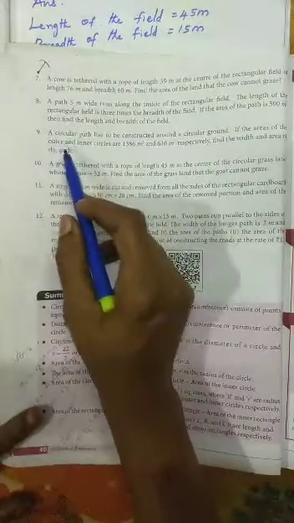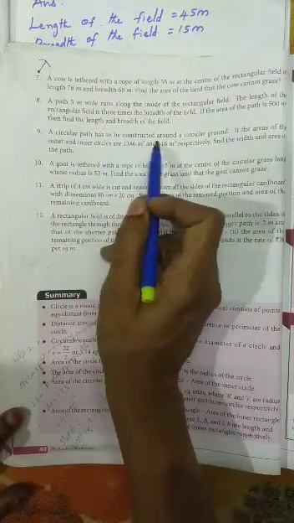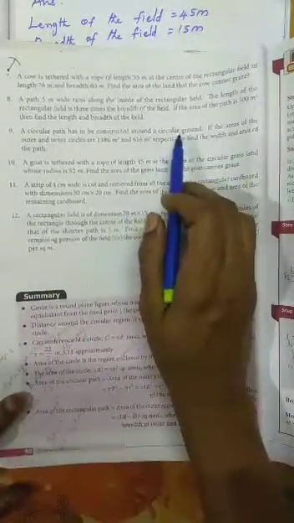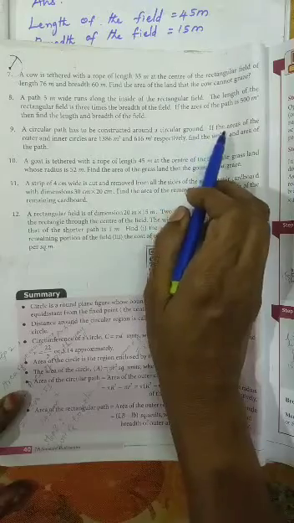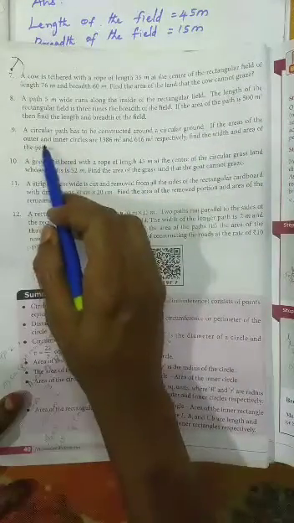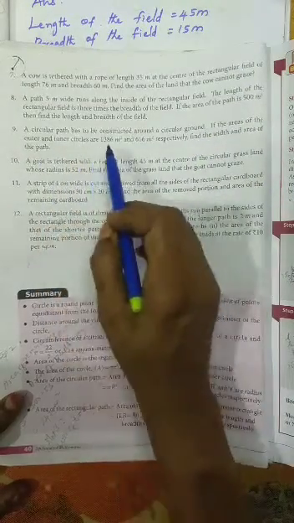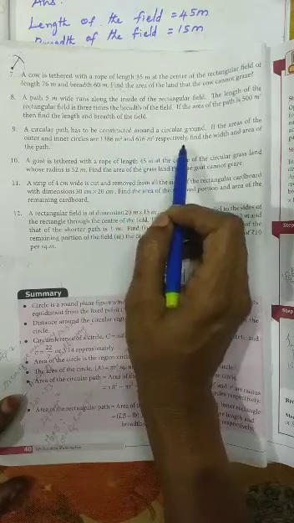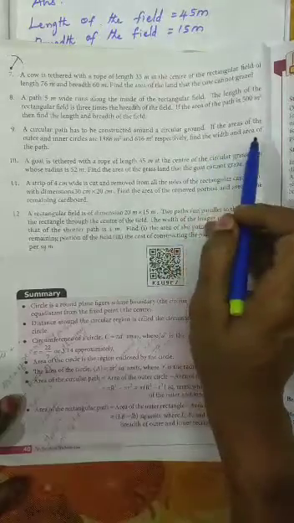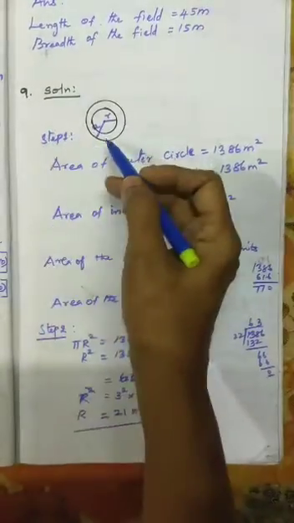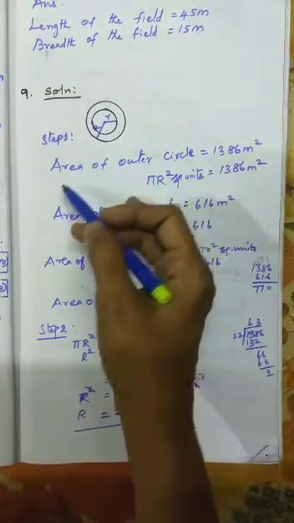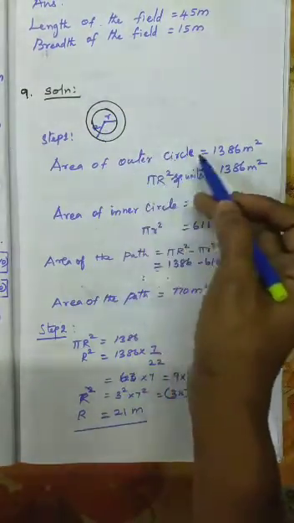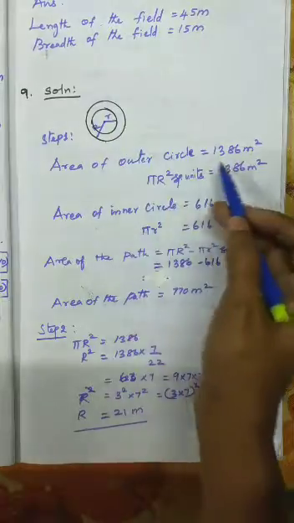Ninth problem: a circular path has to be constructed around a circular ground. If the area of the outer and inner circles are 1386 meter square and 616 meter square respectively, find the width and area of the path. In the solution, we have drawn the diagram. They are given the area of the outer circle and inner circle.